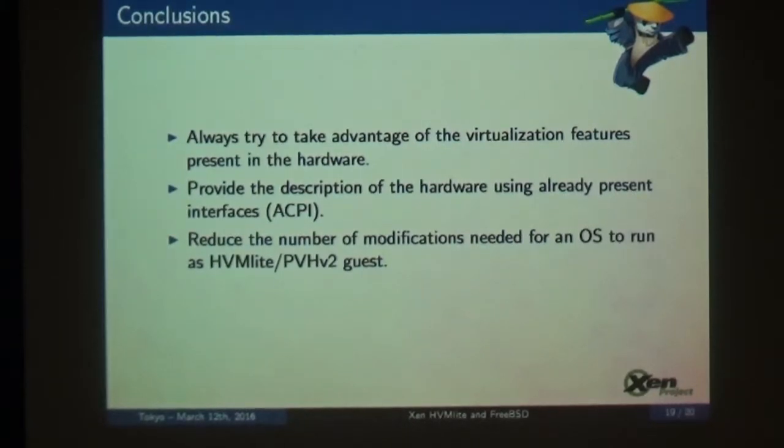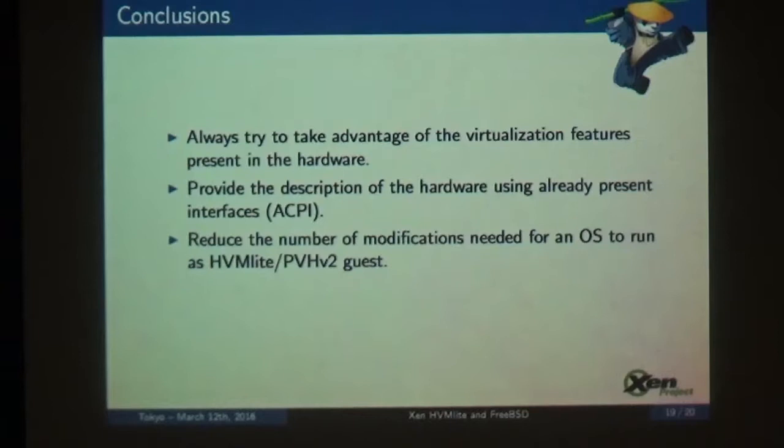But the conclusions or the aim of all this work is to make sure that we always try to take advantage of the hardware virtualization features present in the hardware. This is very important for us. We would also like to use the same interfaces in order to provide the hardware description to the guest. It means that if the hardware description usually comes from ACPI, we will provide this interface to the guest in order to avoid adding new code to the guest.